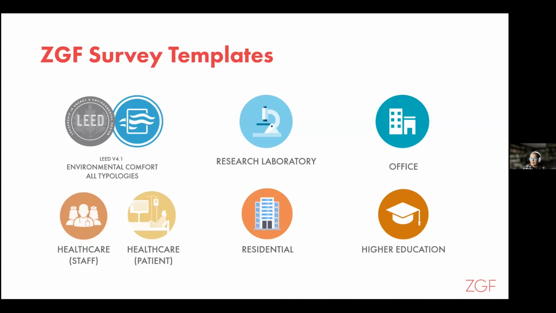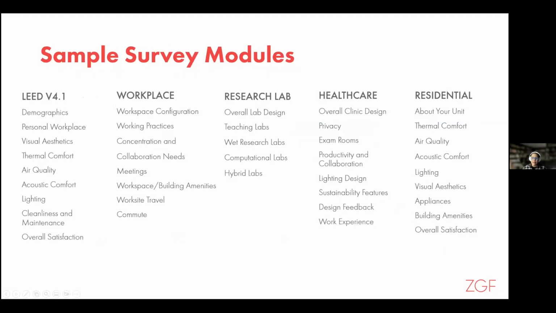This is usually a starting place for the different areas that we could cover through the survey. With LEED B4.1, they ask you to ask about thermal comfort, air quality, acoustic comfort, lighting, and cleanliness and maintenance. We include things like overall visual aesthetics and overall satisfaction. If people are working, there are some workplace questions as well.